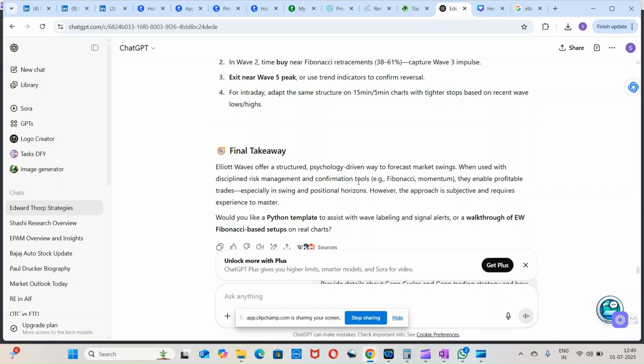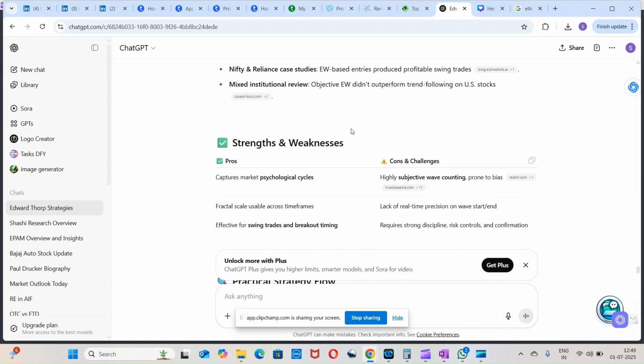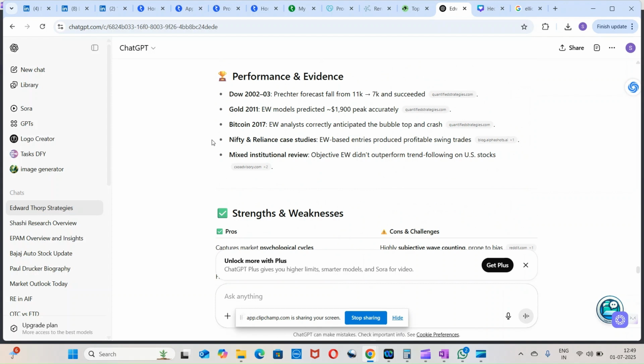But this is what Elliott wave says. It's used for swing trading, entering at wave two and exiting at wave five, and it could be used in intraday trading also, and it's used for forecasting. Some very specific examples: they were able to forecast the Dow 2002-3 fall, the gold 2011 peak, and the Bitcoin correction.